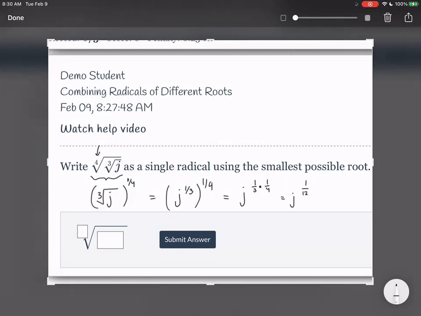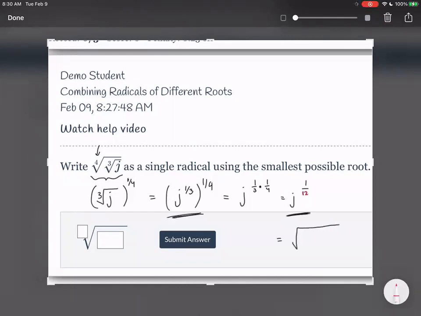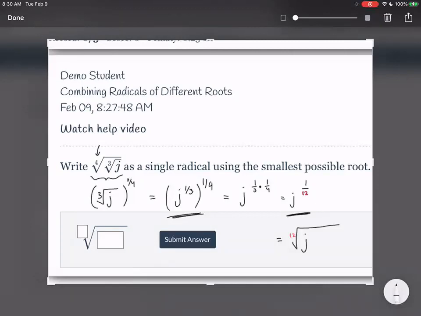And now that we have one singular exponential, where it's j to the power of 1/12, instead of this layered stuff over here, now we have one fractional exponent, and now we can convert it back into a radical form. So remember, when you're converting from fractional exponents to radical form, you have your root. This number, the 12, goes over here, so it's a 12th root. The base, the j, just goes inside. And then it's j to the power of the numerator. So j to the power of 1 inside of a 12th root.